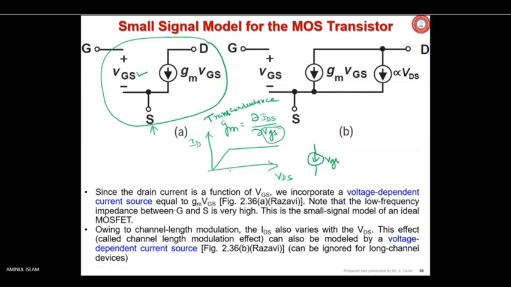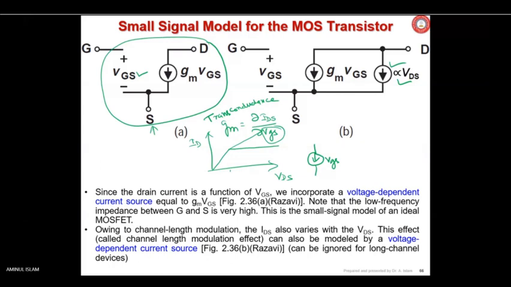But we have also seen that in a short channel MOSFET, current increases with VDS also. That means current is proportional to VDS. So another current source is shown here, a voltage controlled current source, in diagram B. Could you understand? To capture that effect, that is CLM. Understand CLM? Why is ID proportional to VDS? Because of CLM or not?